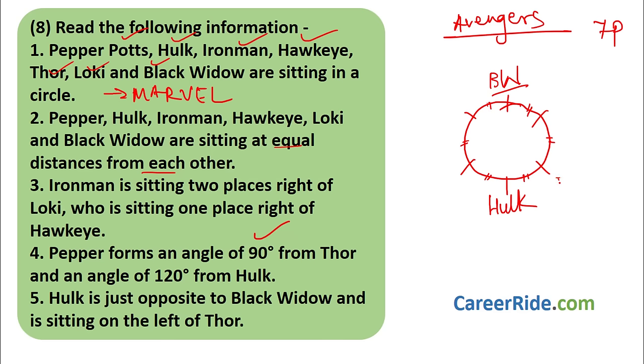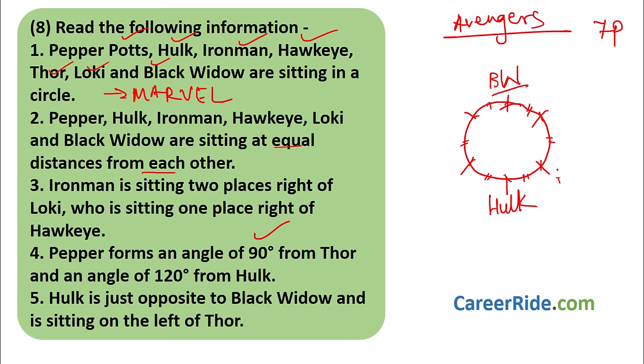So Thor can be over here, but why can Thor not be over here? Let's not write Thor over here. Why? Because what have they given? Pepper, Hulk, Iron Man, Hawkeye, Loki and Black Widow sit at equidistant places, or equal distances. So these 6 places which we have marked are equal distance spaces, and the name of Thor was not included there. So we cannot write Thor over here. So that means to the left of Thor, Hulk is there. That is fine. But where to write Thor? It can come between Hulk and this place. Okay, but where? Let us see.